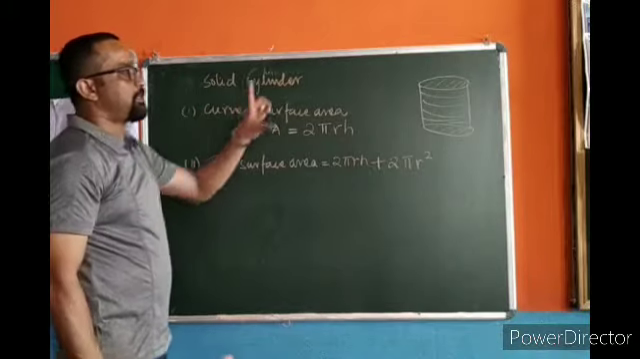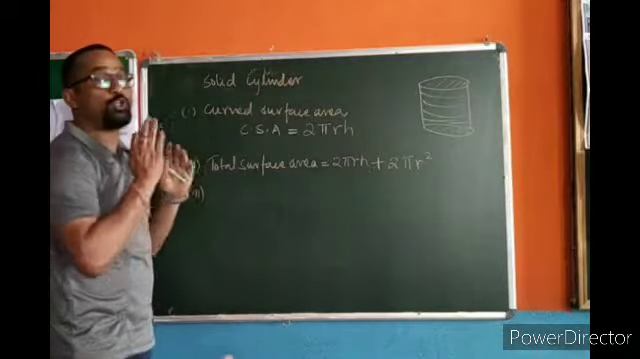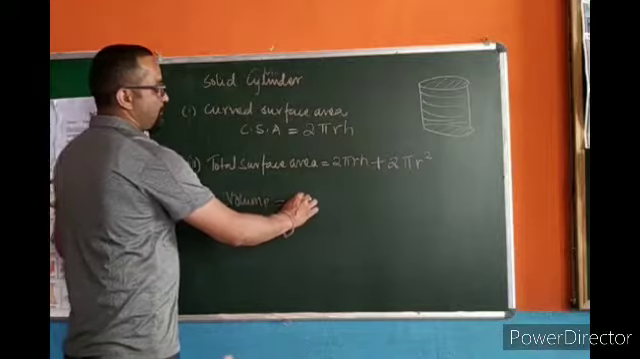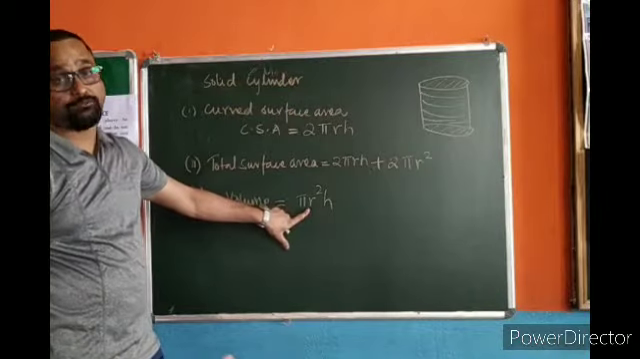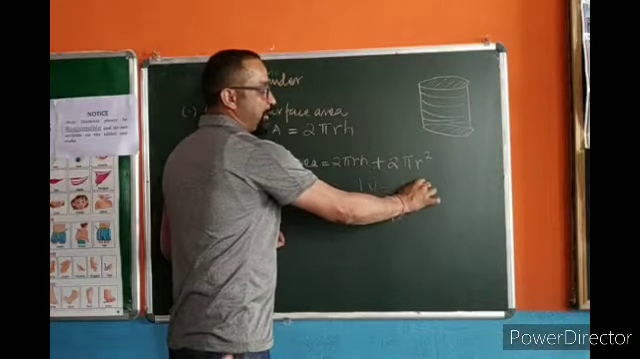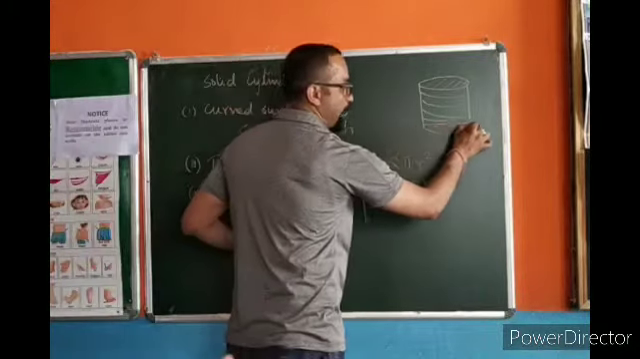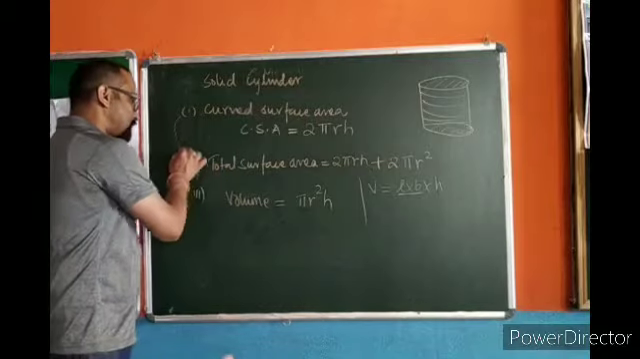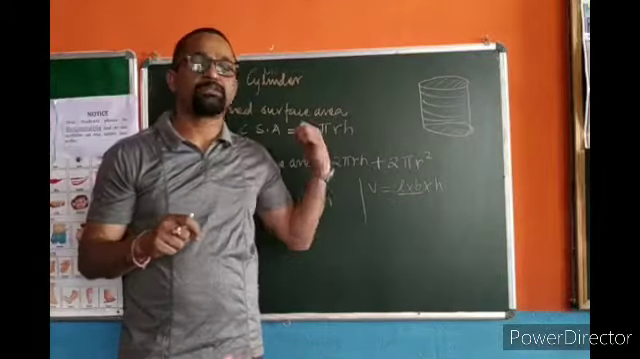Third one, it is a three-dimensional figure, so we need to calculate its volume. Volume of cylinder is always equal to pi r squared h. Pi r squared is the area of circle and h is height. Volume equals length into breadth into height. This length into breadth is area of circle because you have circular ends, and h stands for height of the cylinder. So these are three formulae you need to remember for solid cylinder. When question has cylinder means it is solid.